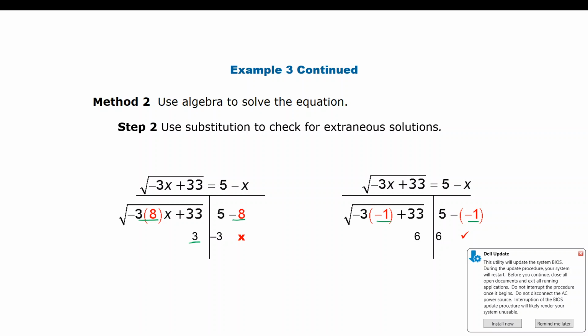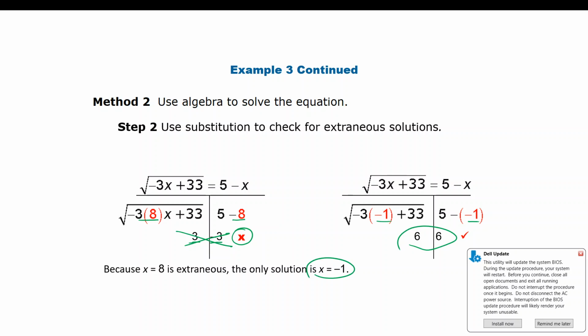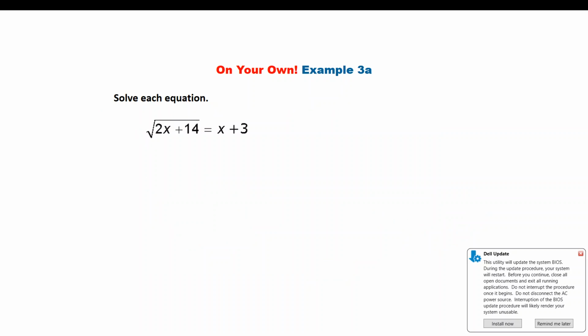notice it says 3 equals -3, and that is not true. So we cannot use the 8, and when we substitute with -1, 6 equals 6, and that is true. So you need to be aware of that. So because x equals 8 is extraneous, the only solution is x equals -1. All right, so try this one on your own. Turn the video off and give it a try.